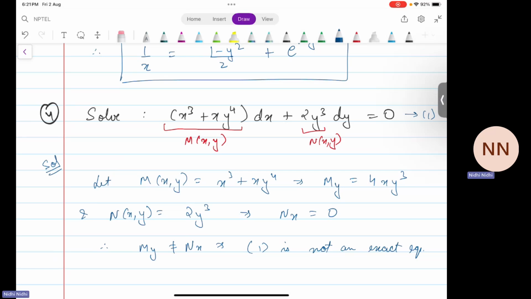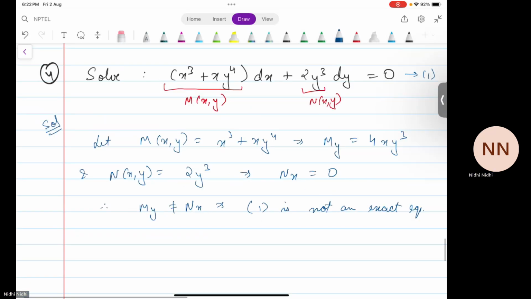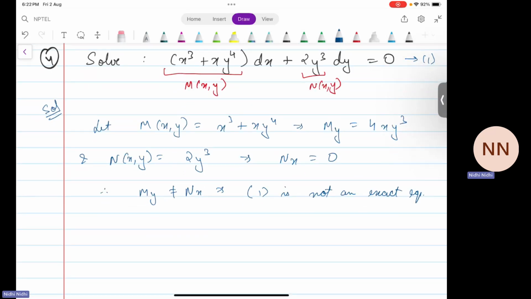Now let us see whether we can find an integrating factor. If we can find an integrating factor, then that would be a very good opportunity for us so that we can easily solve this problem. So how should one start to look for an integrating factor? The first thing that one should look for is this function (My minus Nx) by N. Now if this turns out to be a function only in one variable x, then we can find the integrating factor.